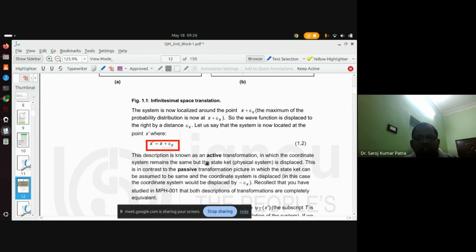This description is known as active transformation, in which the coordinate system remains the same, but the state ket or the physical system is displaced. The coordinate system is remaining fixed, but the system, the wave function or the physical system, is displaced. This is in contrast to the passive transformation picture, in which the state ket can be assumed to be the same and the coordinate system is displaced in the opposite direction.